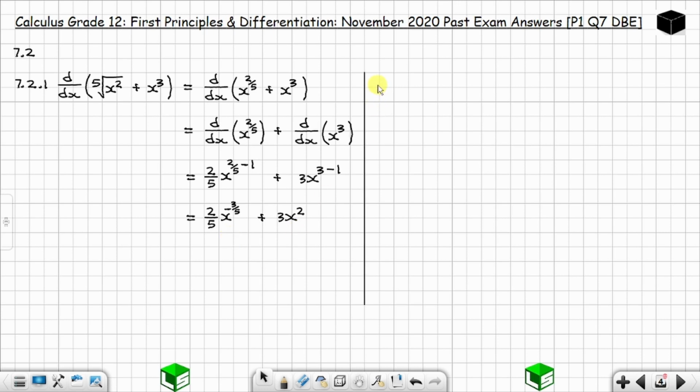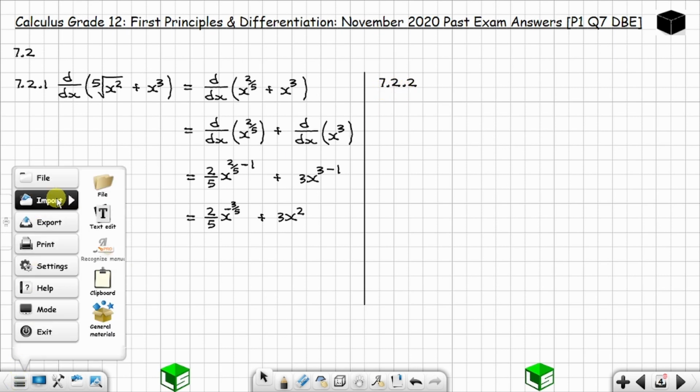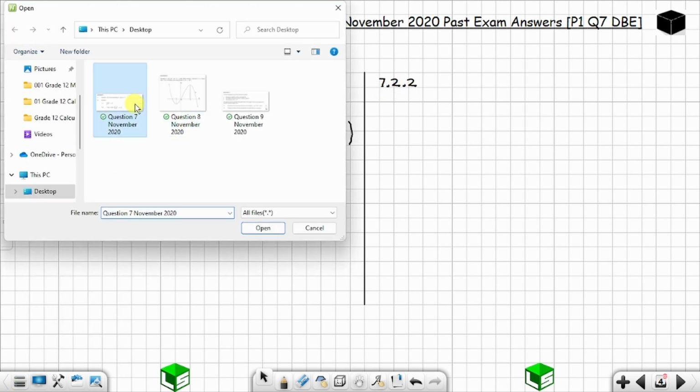Okay, now the next question, 7.2.2. Let me get the question again. What is the question saying?